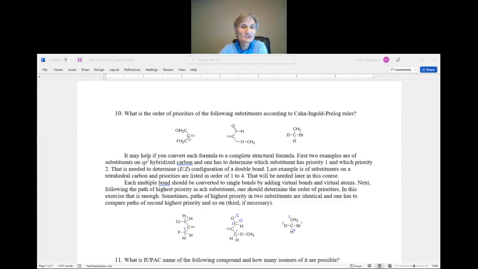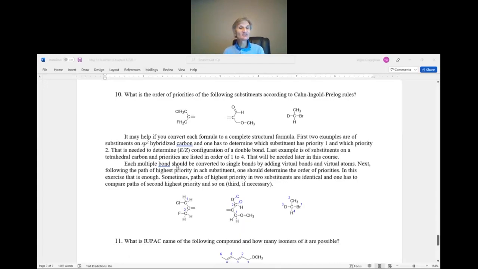So for each of the carbons of the double bond, when substituents are different, you should determine priorities, which one has priority 1 and priority 2. Let's deal with this: for each carbon of the double bond, you determine which one is substituent 1 and which one is 2. You are looking at the atom directly bonded to the carbon of the double bond. Which atom has higher atomic number? Not higher atomic mass, but higher atomic number.